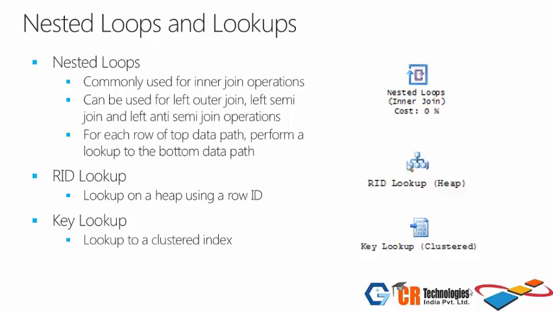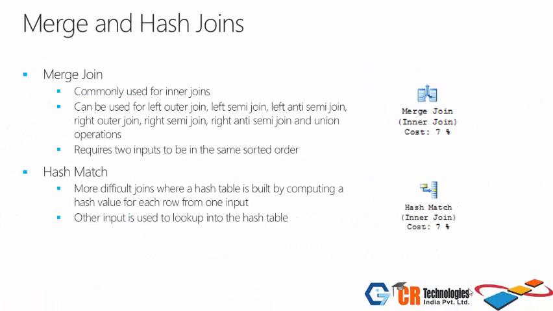Now it needs to pick up that clustering key, go to the clustered index and search for that particular page to pick up that record. So you will see a key lookup clustered in such cases as the icon on your execution plan.